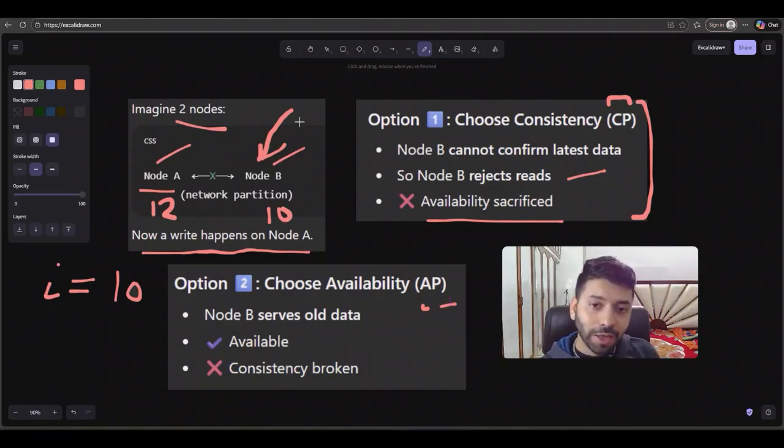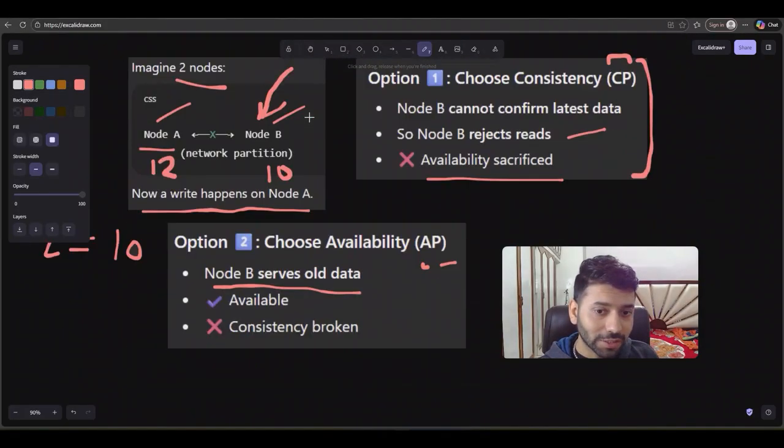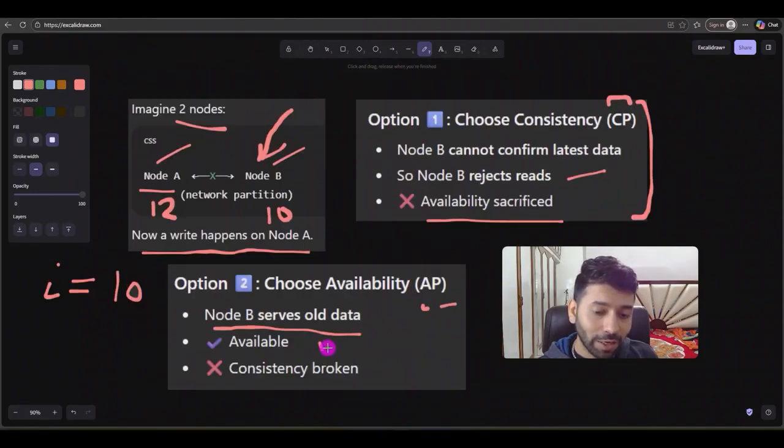So in the same example, if the read request comes to node B, because we are following availability here, node B will serve the old data, that is, it will return, say for example, the value 10 instead of 12, which is the old or stale data. Now because it has returned a response, we are good with availability because we have not thrown an error. But we have sacrificed consistency because we have provided the old data instead of the latest data. So we are following only availability with partition tolerance and we are not including consistency here.